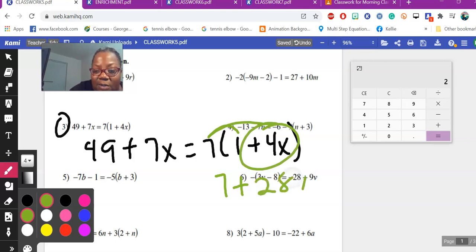That's 28x. 7 times 4, 28, right? Oh, look at that, I learned. Bring everything else back down the way I see it.